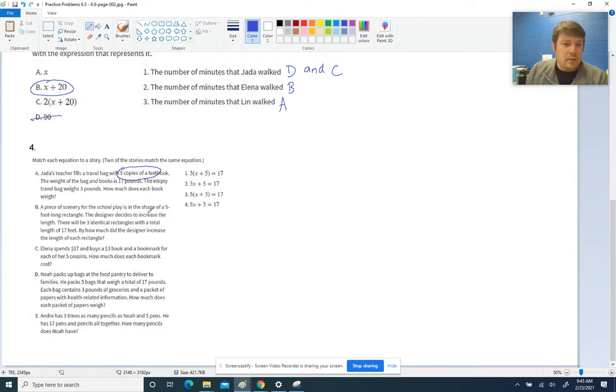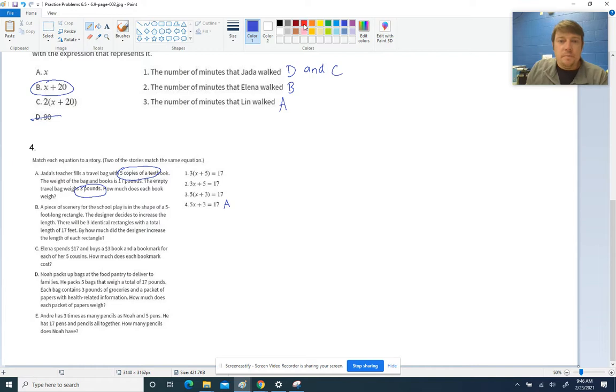And we also have this travel bag that weighs 3 pounds. That does not repeat. That's happening once. So we're looking for 5 X's and a single 3 that add up to equal 17. So 5 X's and a single 3. That would be number 4. So this one matches A. Right? So that's what we're looking for here. Repetitive variables that we don't know, and then single numbers or maybe repetitive numbers. All of them are added to 17.